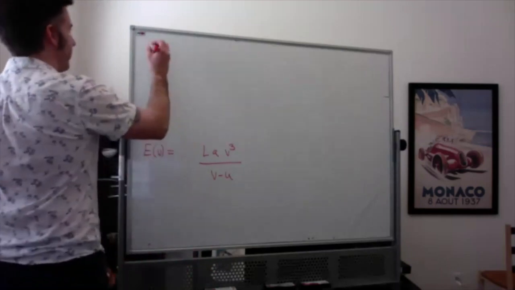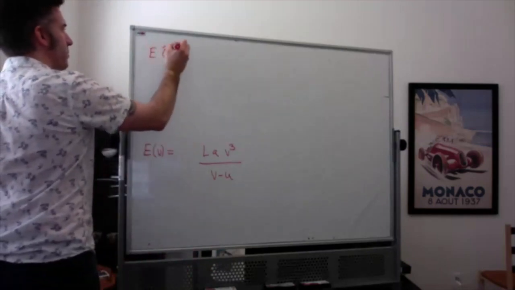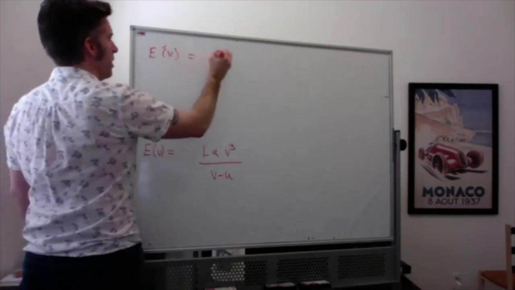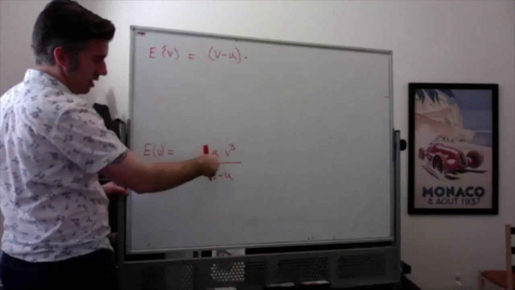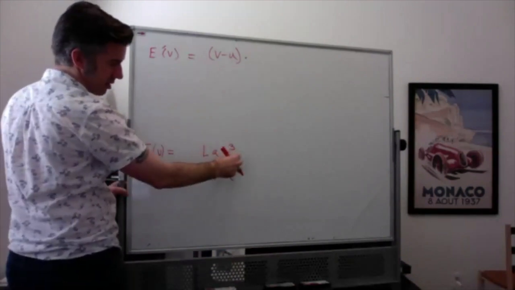So let's take the derivative. E prime of v, let's see, it's going to be the bottom times the derivative of the top. The derivative of the top is a constant times 3v squared.